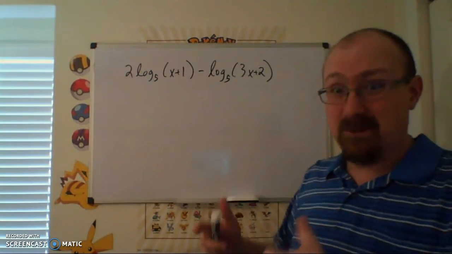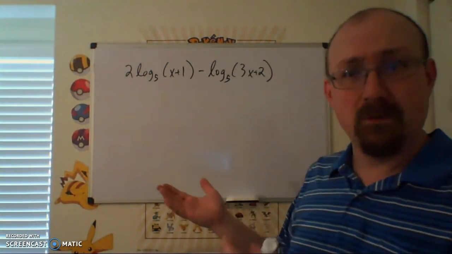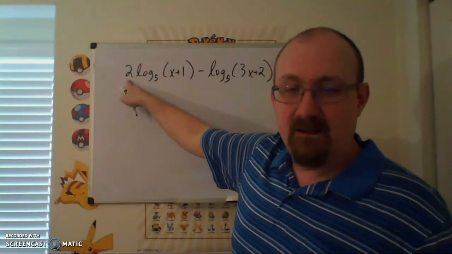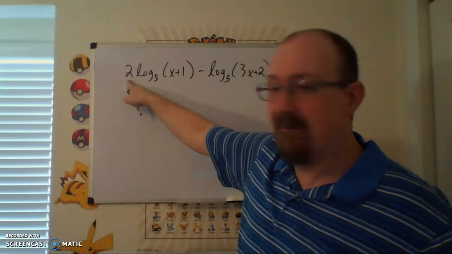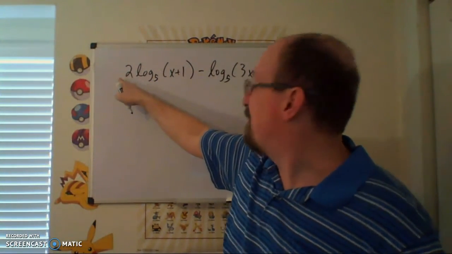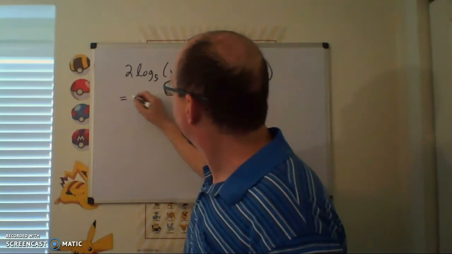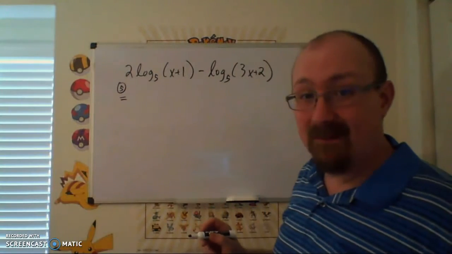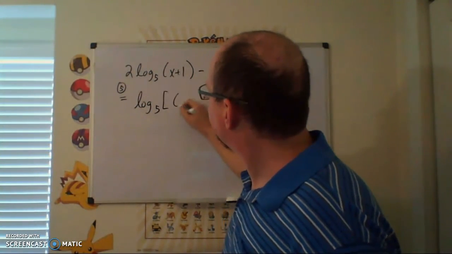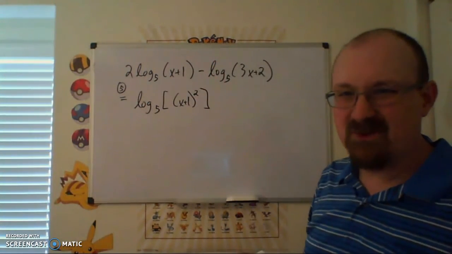I'll still flag out which property I'm using, but it's actually kind of traveling in the opposite direction from what we just did with the x, y, z numerical examples. So first off, I've got a coefficient of 2 sitting in front of this one logarithm here. So I'm going to use property 5 in reverse and vacuum that guy back up in here as an exponent. So yeah, that's property 5 going in the opposite direction. So we have the log base 5 of x plus 1 quantity squared.